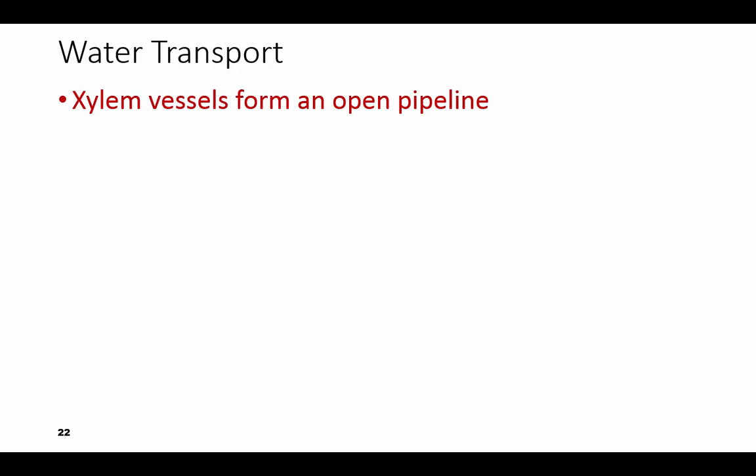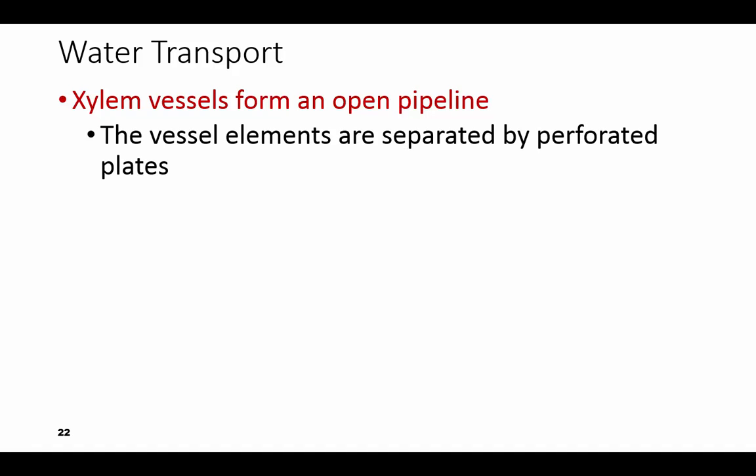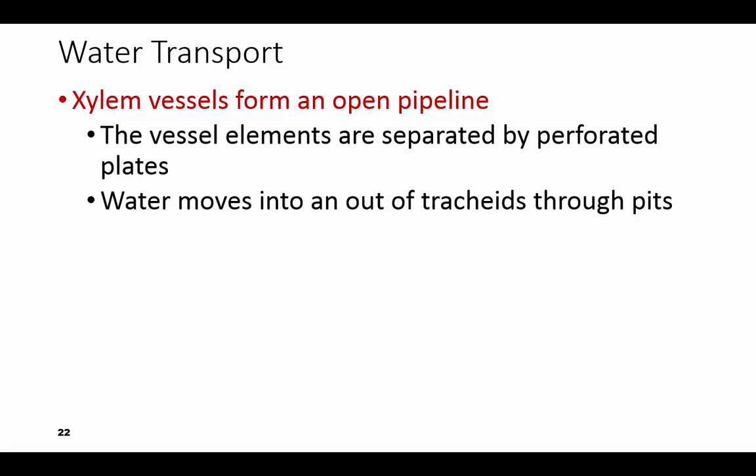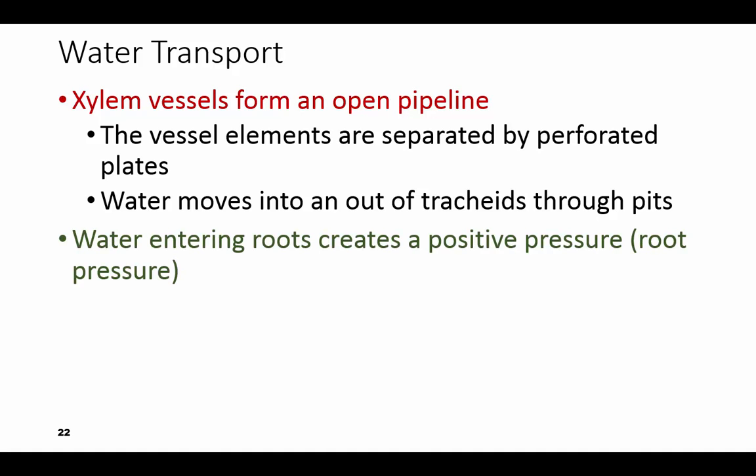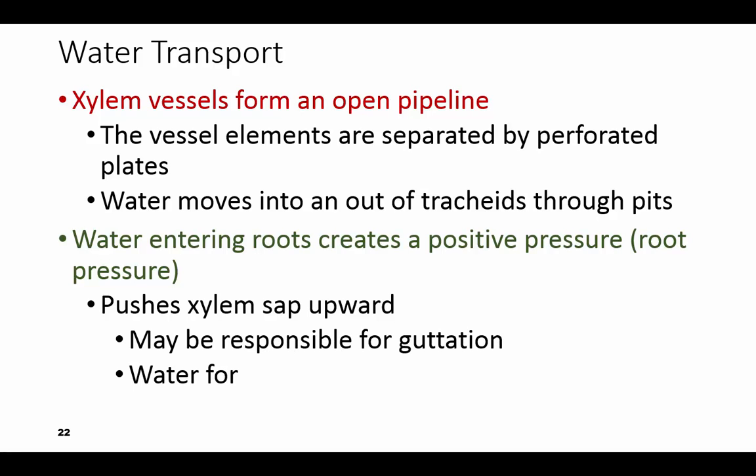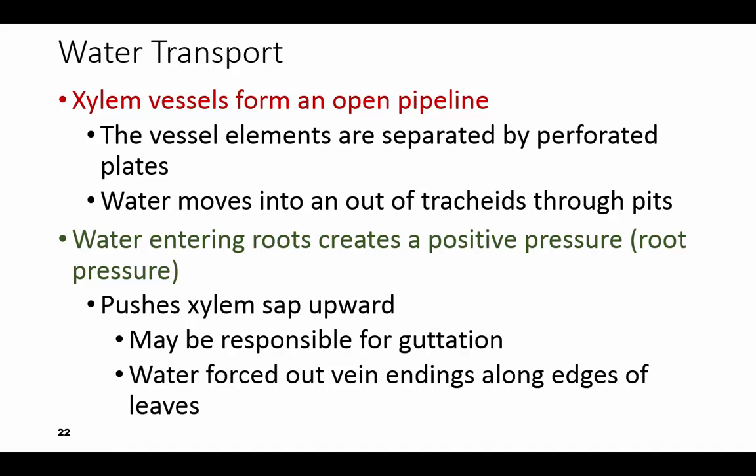Now, water transport. We know that xylem is the way that water travels. And we've got those vessel elements that are separated by the perforated plates. And the water moves into and out of the tracheids through the pits. This water creates a positive root pressure. And this mainly happens at night. And that's what pushes the xylem upward. And so water gets forced out of the vein endings sometime along the edges of the leaves, which is what we call guttation. And you see it here.